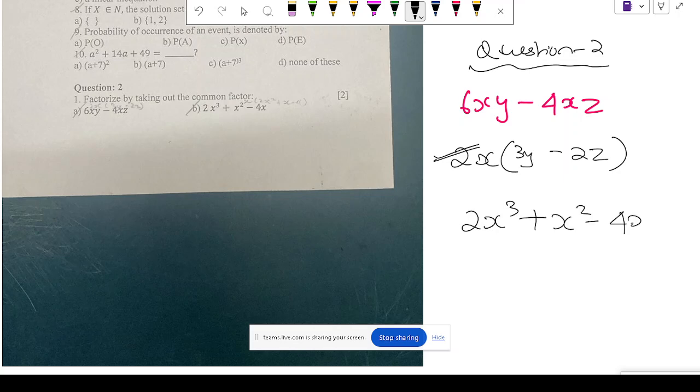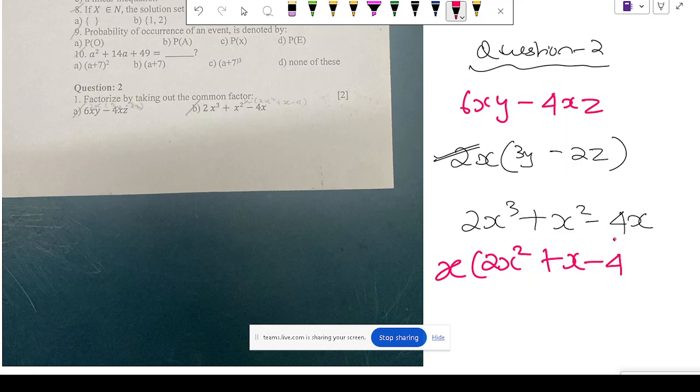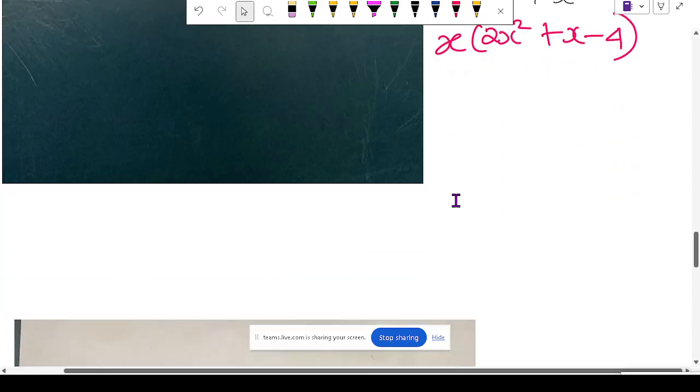Next one, no number is common, sir. So we have to take x. x, and in the bracket 2x square plus x minus 4. Very good. 2x square plus x minus 4. Nothing else is common, right? Yes, nothing, sir. So good. Factorization. Okay, we have given many questions like this. So for both you'll get marks.